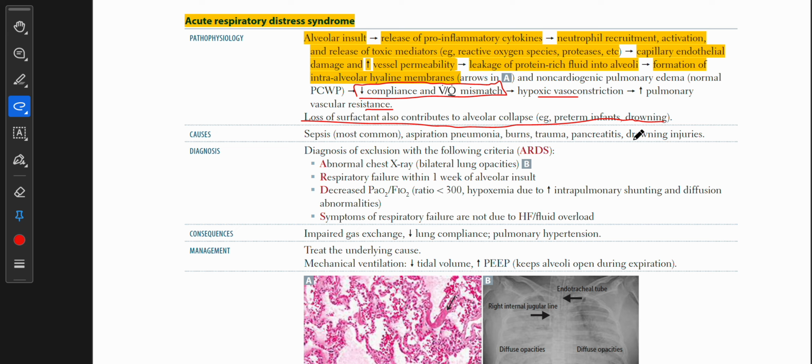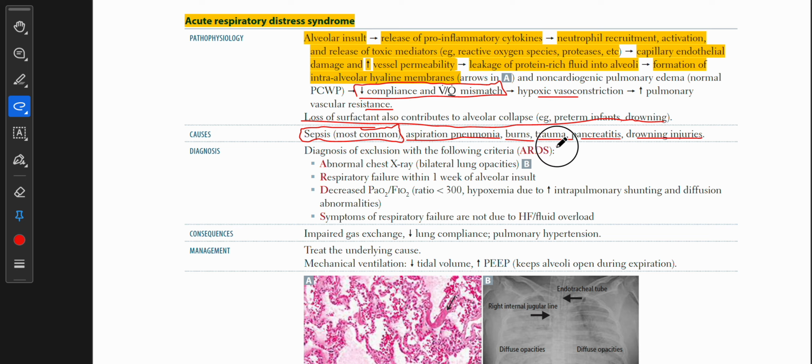The causes are sepsis, which is the most common cause. Sepsis is a widespread infection spreading throughout our body through blood. There are stages of sepsis, sepsis and then septic shock. Septic shock is a life-threatening condition. Other causes are aspiration pneumonia, where aspirates fill the lungs, and then burns, trauma, pancreatitis, and drowning injuries. The diagnosis is usually one of exclusion, with the following criteria.